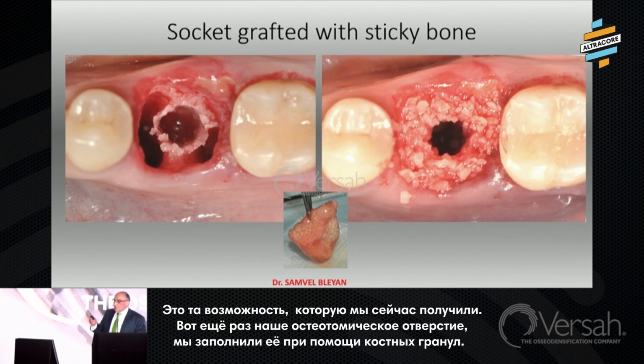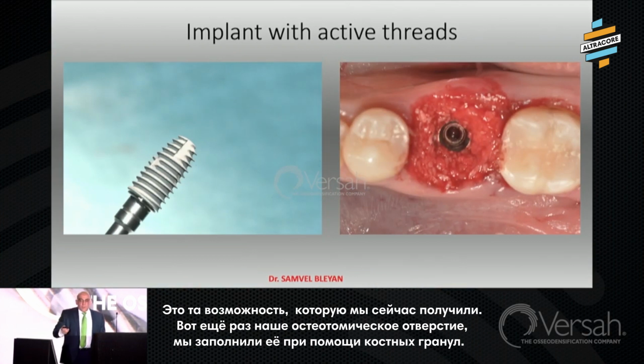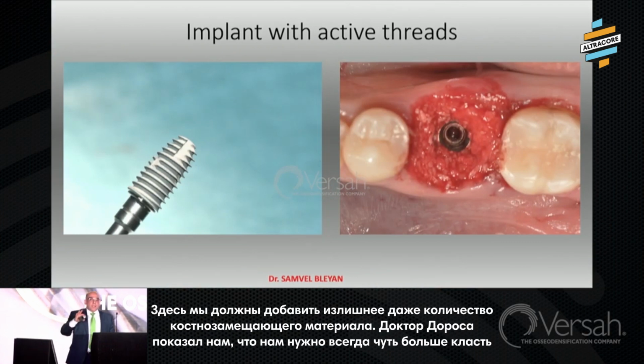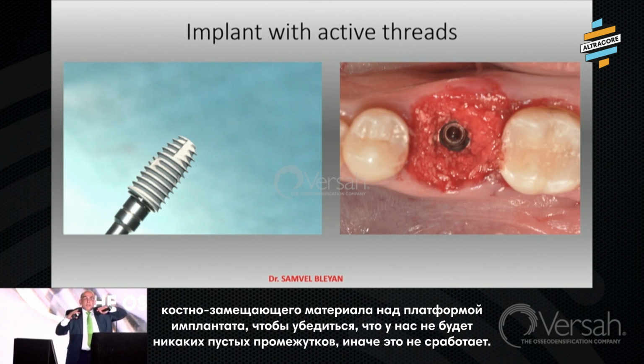And then after the osteotomy, we grafted it with the bone chips. We put it in sticky format. Of course, we have to overgraft. Like Dr. Darosa shows us, we always have to put a little bit more above the platform of the implant to be sure that we will not have any voids, any empty space there. Otherwise, it will not work.